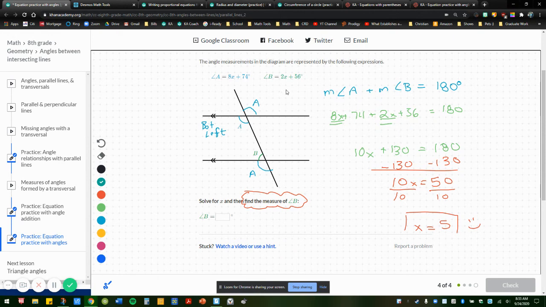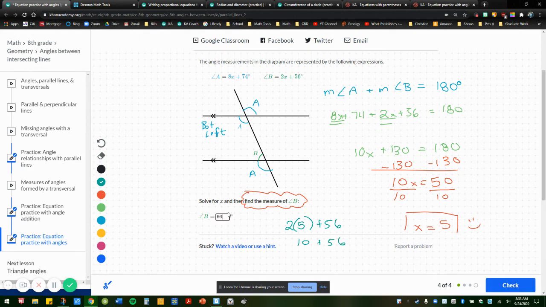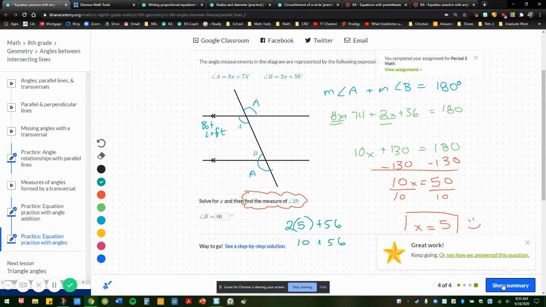So let's plug it in. So B says 2 times 5. Some of you, like I said, could do it mentally. 2 times 5 plus 56 is equal to 10 plus 56, which is equal to 66 degrees. Hold your breath, check it. Perfect.